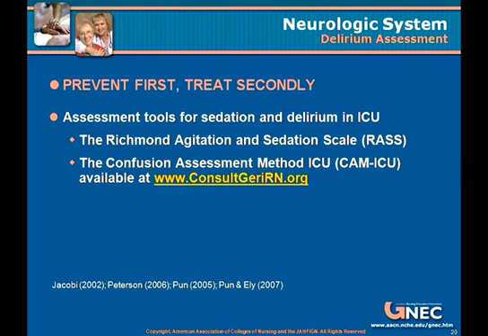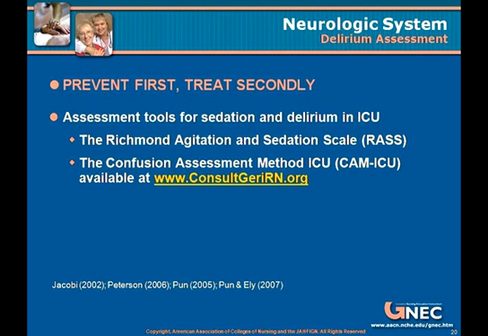We know that oversedation is particularly problematic and is easy to do for older adults who require lower doses of sedation. And we know that sedation is the primary offender for leading to delirium. And what I'd like nursing students to be most aware of is that delirium is one of the most commonly encountered disorders in the hospitalized older adult.